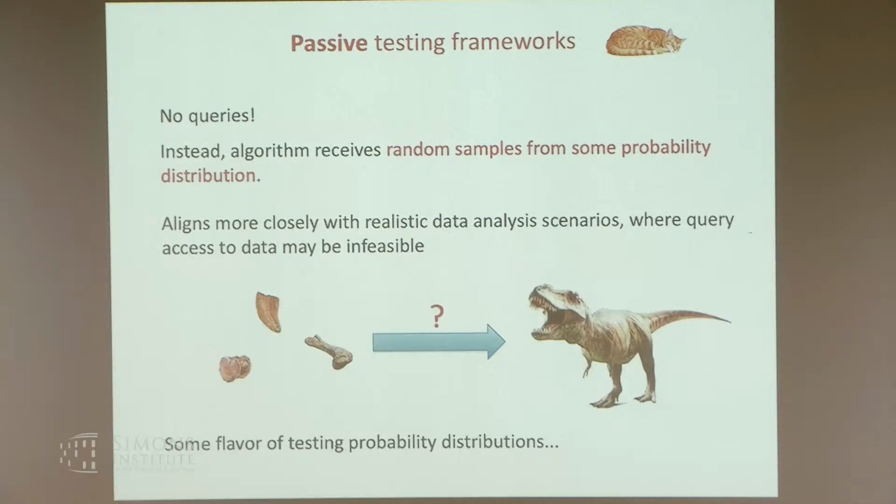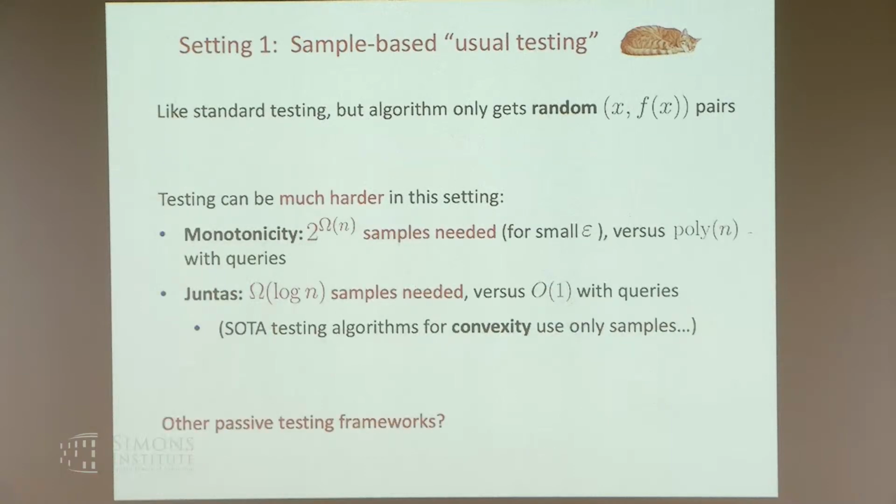distribution testing. So what I want to do in the next couple slides, next couple minutes, and then I'll close, is just tell you about three, not exhaustive at all, but three representative ways that you can think about testing in a passive setting. So the first one is just a sample-based version of the usual property testing model. So think of this as very much like standard property testing. You're testing monotonicity or juntas or something like that, but you don't get to make queries.